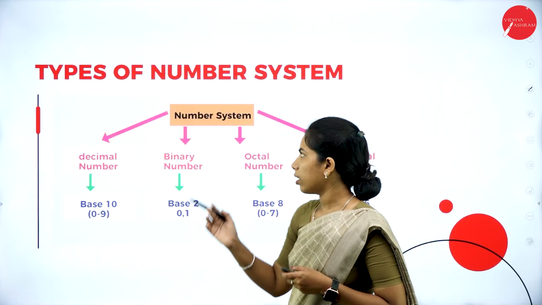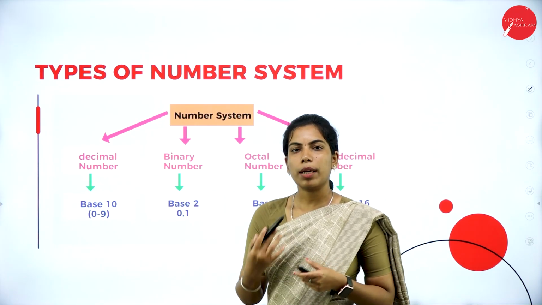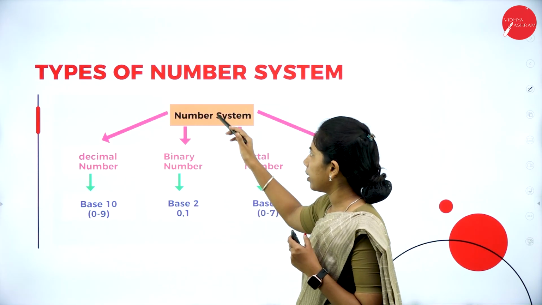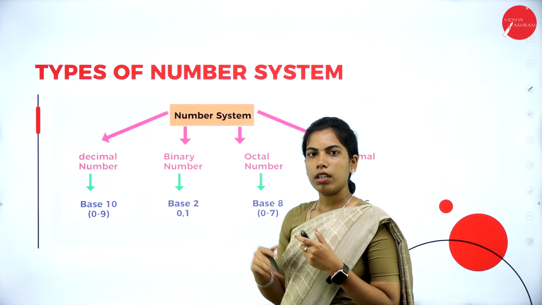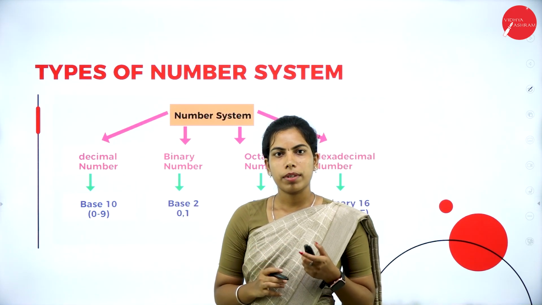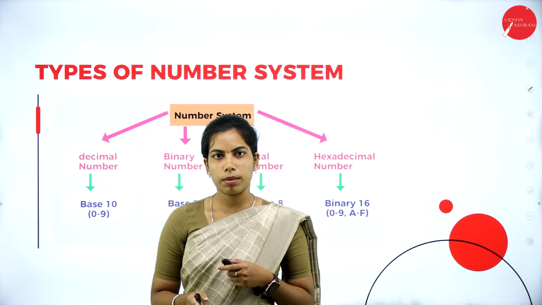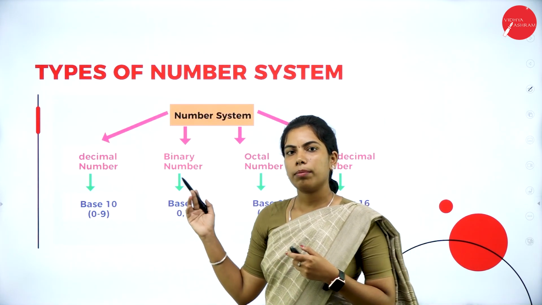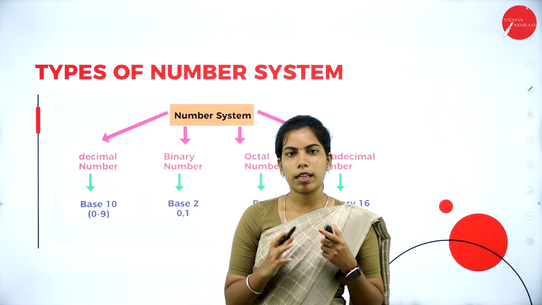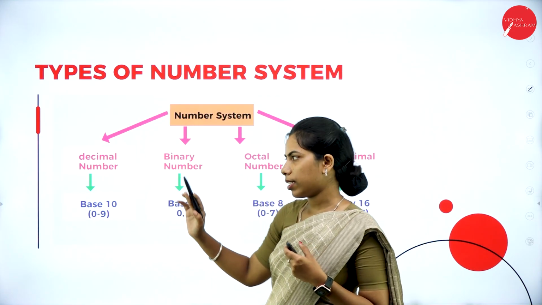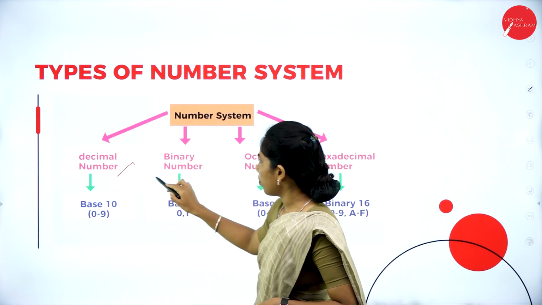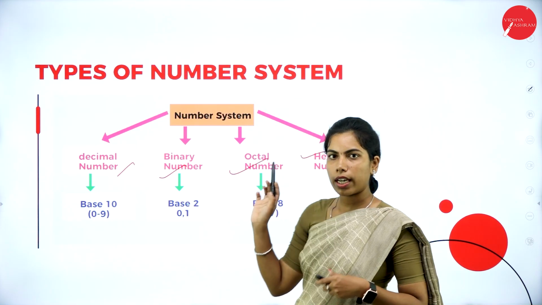Let's discuss the number systems one by one. Here you can see the pictorial representation of the types of number system. There are mainly two types: non-positional and positional number systems. Under the positional number system there are mainly 4 types: decimal, binary, octal and hexadecimal.